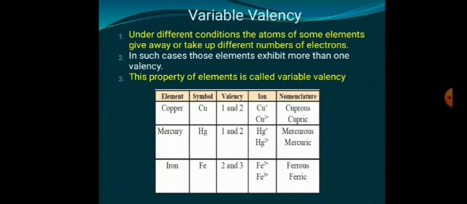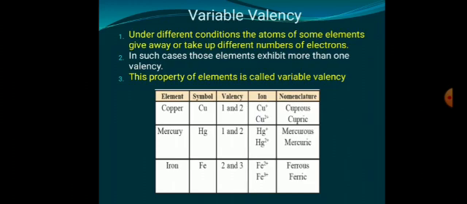Now let us study the concept of variable valency. Under different conditions, the atoms of some elements give away or take up different numbers of electrons. In such cases, those elements exhibit more than one valency. This property of elements is called variable valency. Copper has symbol Cu. It exhibits variable valency 1 and 2.